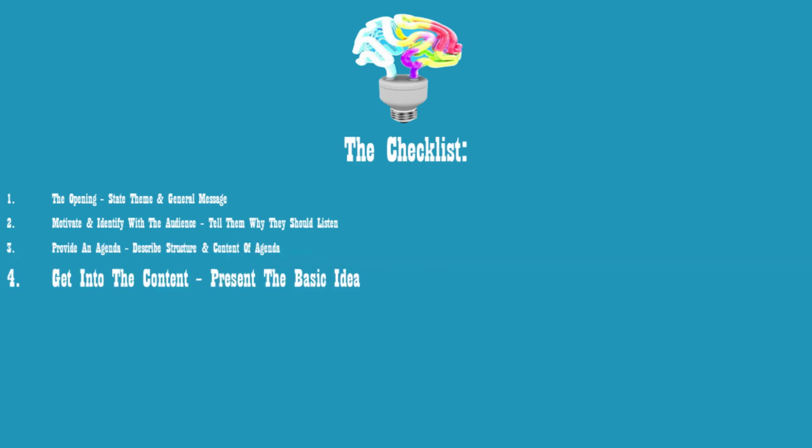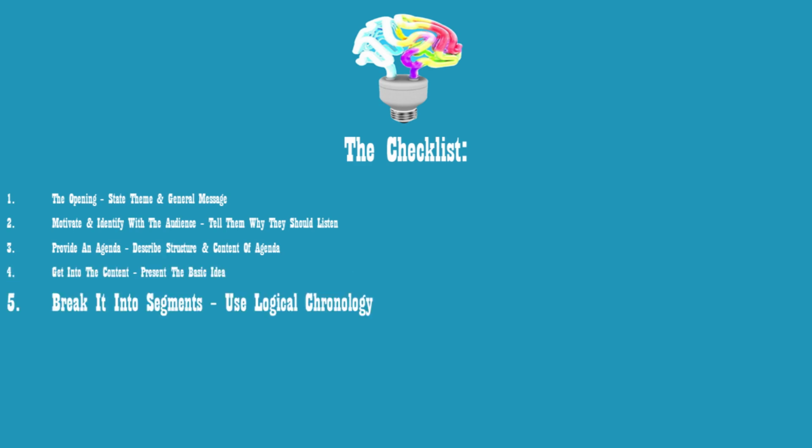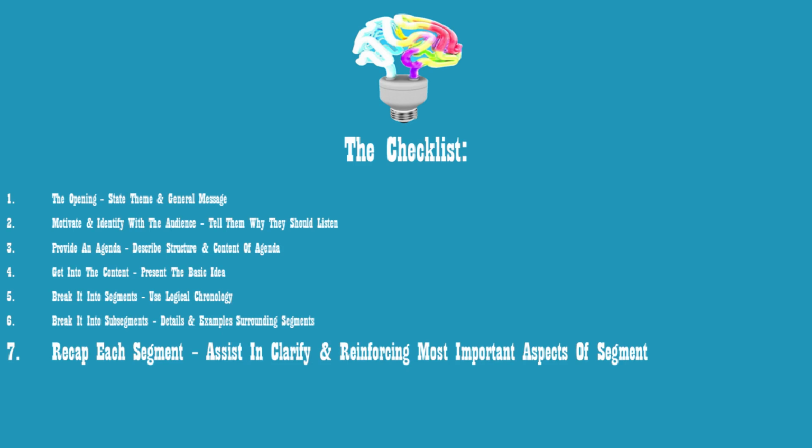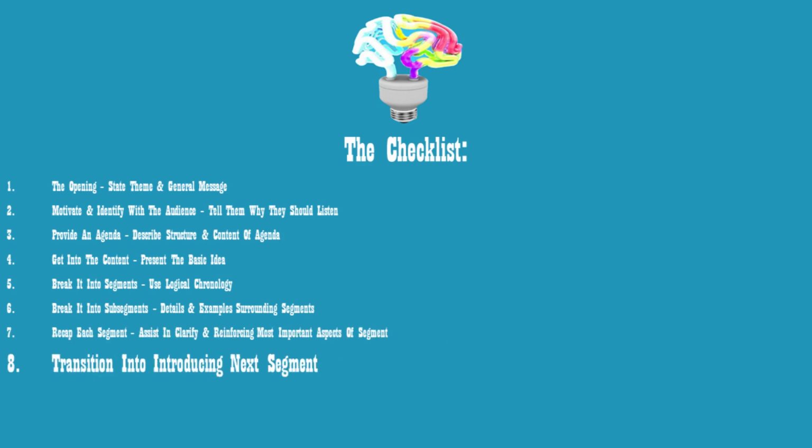Once you do that, you get into the content, which is where you present the basic idea. Once you've presented the basic idea, you then break it down into segments. You should use logical chronology, meaning you break it down going from one logical step to the next. Then you break it into subsegments, which are details and examples surrounding the segments. Then you recap each segment, which assists in clarifying the most important aspects of that segment. After that you transition into introducing the next segment.